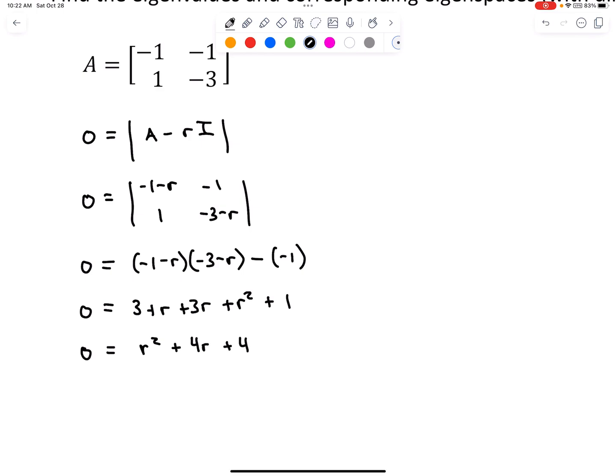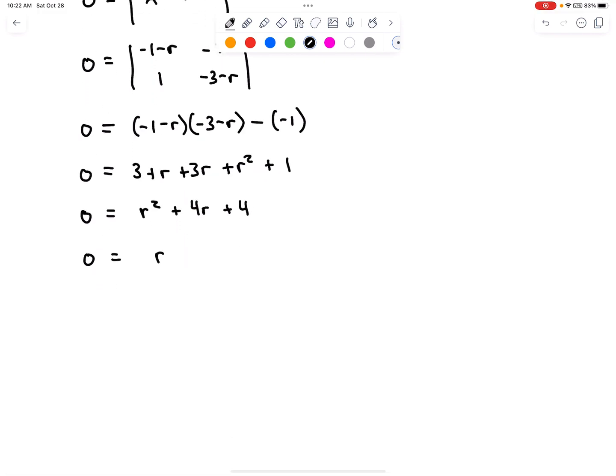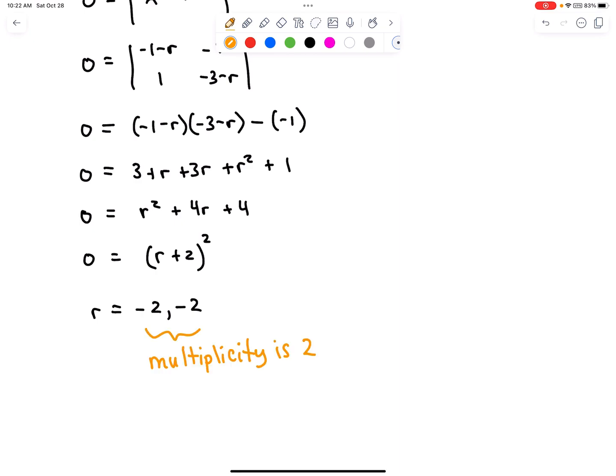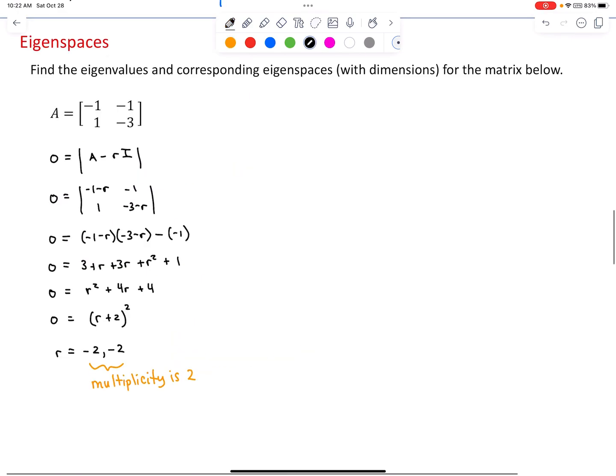And notice once again we do have the second degree polynomial. Let's see what kind of roots we get from this. This does factor. We get R plus 2 times itself, so we'll just write R plus 2 squared, which gives us a single eigenvalue. We'll list it twice to emphasize that its multiplicity is 2. Recall that the multiplicity of a root of a polynomial simply indicates how many times that root is a root. -2 is a root twice. So now we only have to find one eigenspace.